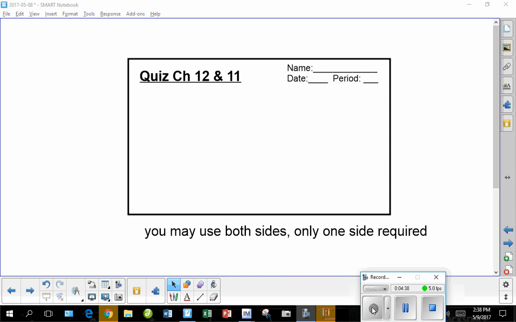For those of you who were not in class today, you'll want to make your help sheet, and this is the way it should look. Notice that you may use both sides, but you're only required to use one side. In other words, you need to fill up one side to get full credit. And this quiz is coming on Thursday. Thursday is when we have the quiz.